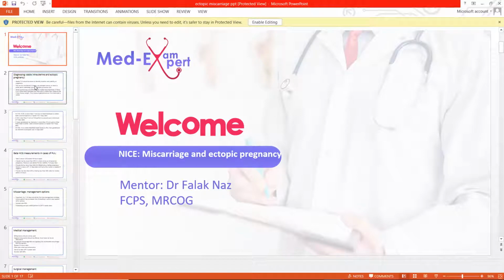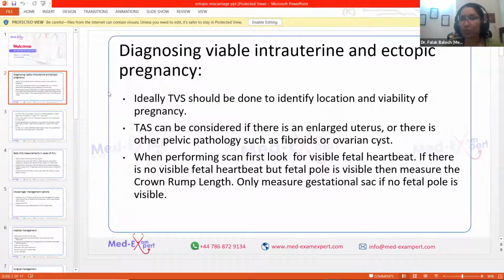First and foremost, we must know how to diagnose a viable intrauterine pregnancy and an ectopic pregnancy, and only then would we be able to manage it. Ideally we should go for a transvaginal ultrasound scan rather than a transabdominal scan, which most people usually go for. TVS is ideal to identify the location and viability of a pregnancy. A transabdominal ultrasound scan can be considered if the uterus is enlarged or if other pelvic pathology is suspected, such as fibroid or ovarian cyst.